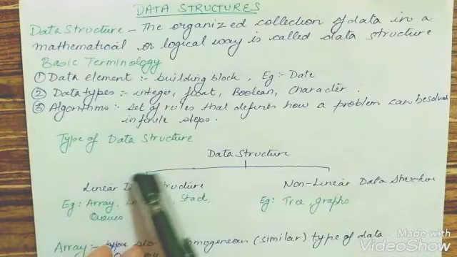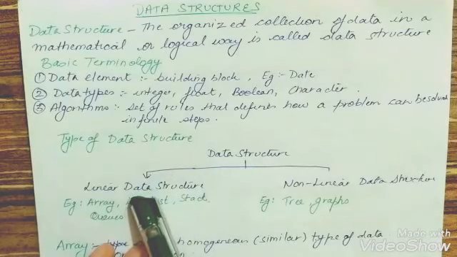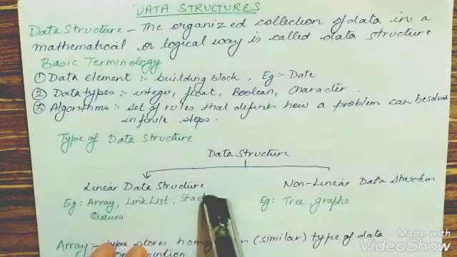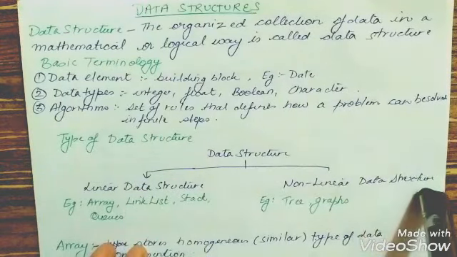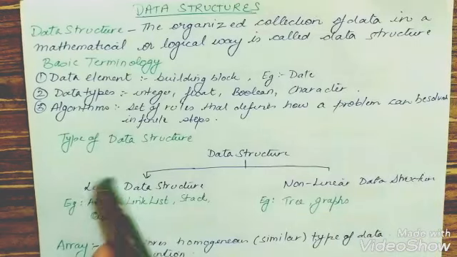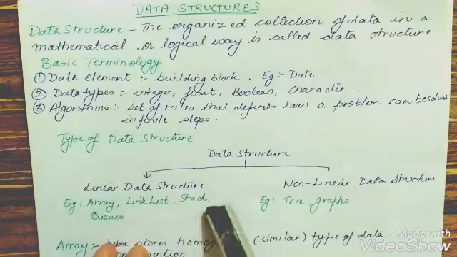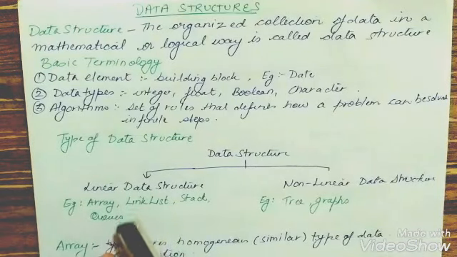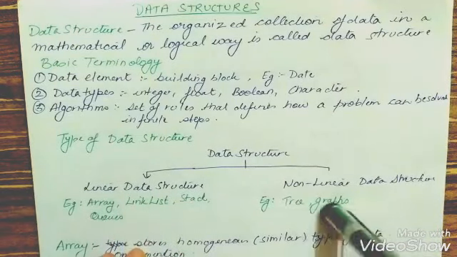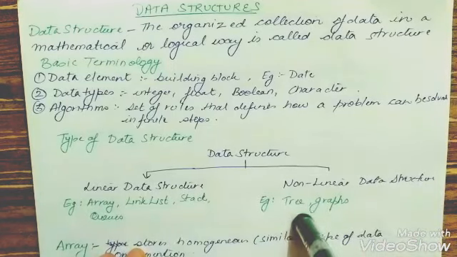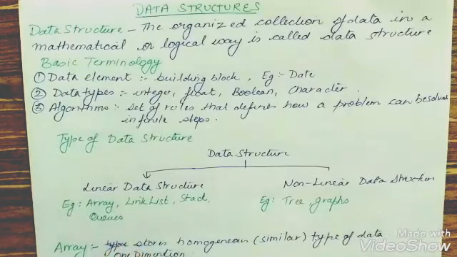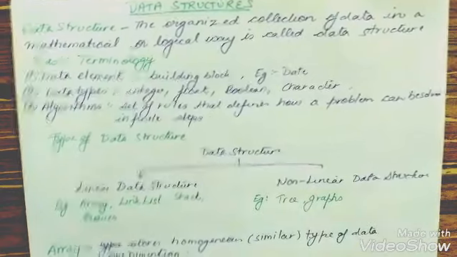So what are the types of data structures? There are two types of data structure. One is linear data structure, the other is non-linear data structure. As the word linear means in a line, array, linked list, stack, and queues are the examples of linear data structure. And non-linear data structures are like tree and graphs. Fine.